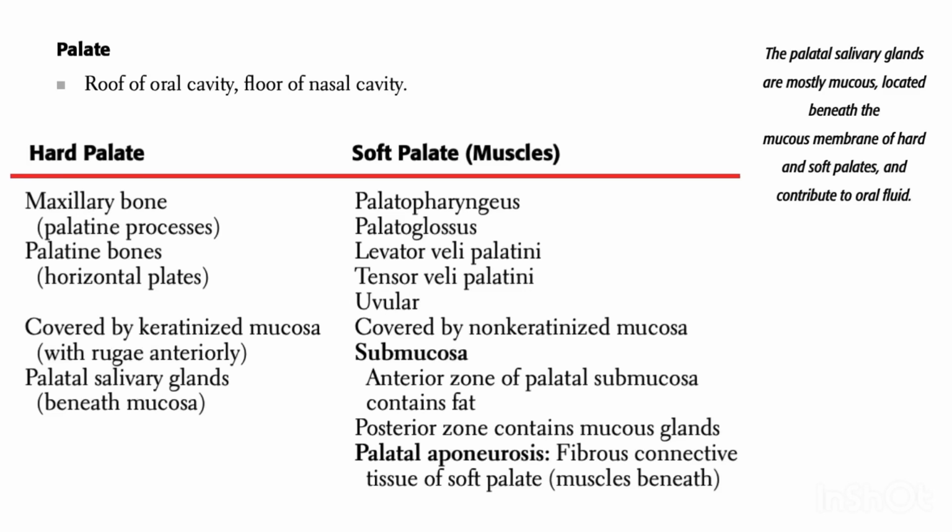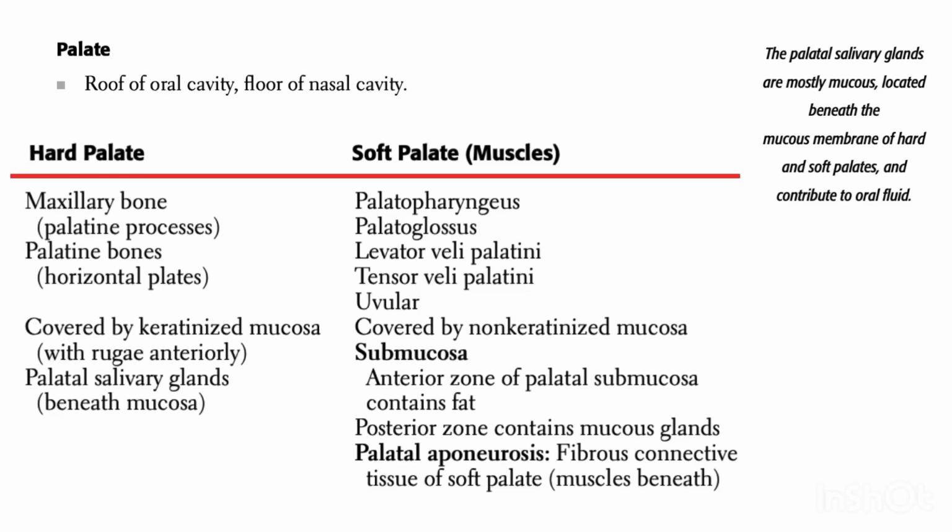Now the interesting thing is it is covered by keratinized mucosa. Why? Because it has to protect our palate. Keratinized mucosa has all the properties which help to resist the mechanical stresses of chewing. Underneath this tough mucosa, we will find palatal salivary glands. Remember, palatal glands are mostly mucus and they are located beneath the mucous membrane of hard palate and soft palate. Although they are very small, minor glands play a big role in contribution to the oral fluids.